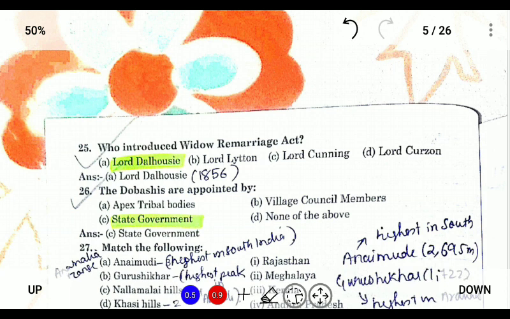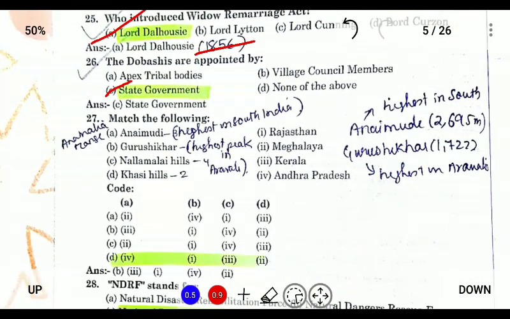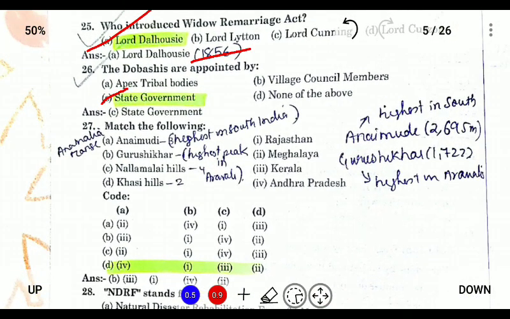Who introduced the Widow Remarriage Act? The Widow Remarriage Act was introduced by Lord Dalhousie in 1856. The Dobashis are appointed by the state government. Dobashis are responsible for interpreting the customary law, and they act as personal assistants to the deputy commissioner in matters of customary law and interpreting the customary law and procedure.